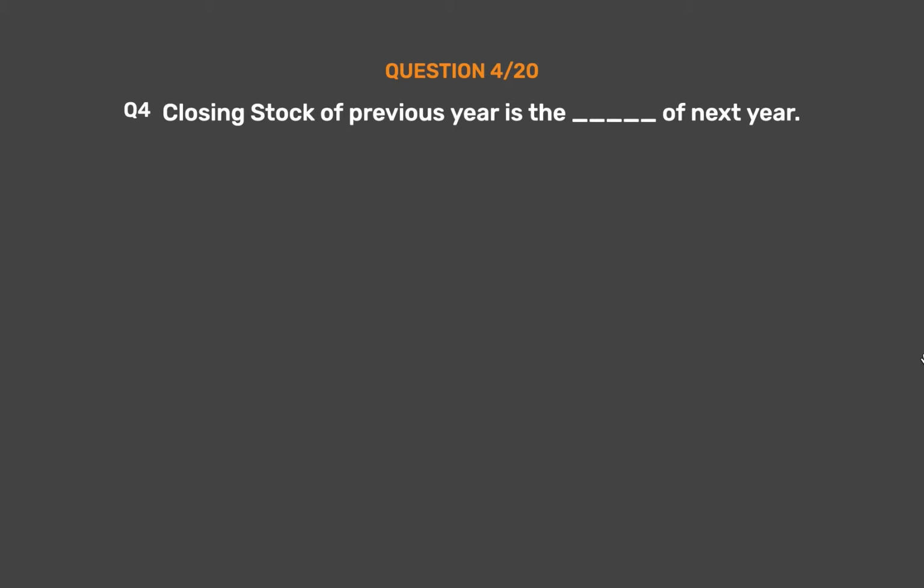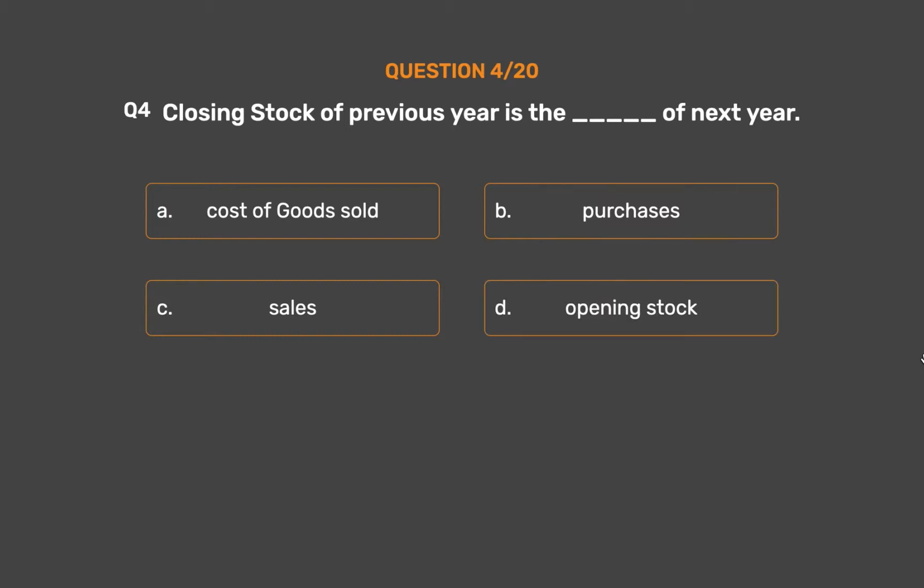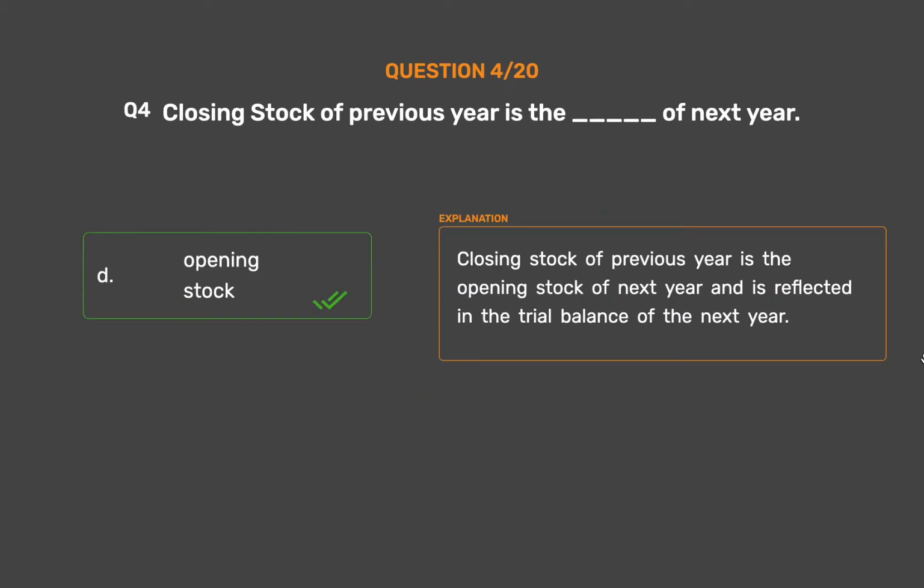Question number 4. Closing stock of previous year is the underscore of next year. Option A. Cost of goods sold. Option B. Purchases. Option C. Sales. Option D. Opening stock. The correct answer is Option D. Opening stock. Closing stock of previous year is the opening stock of next year and is reflected in the trial balance of the next year.